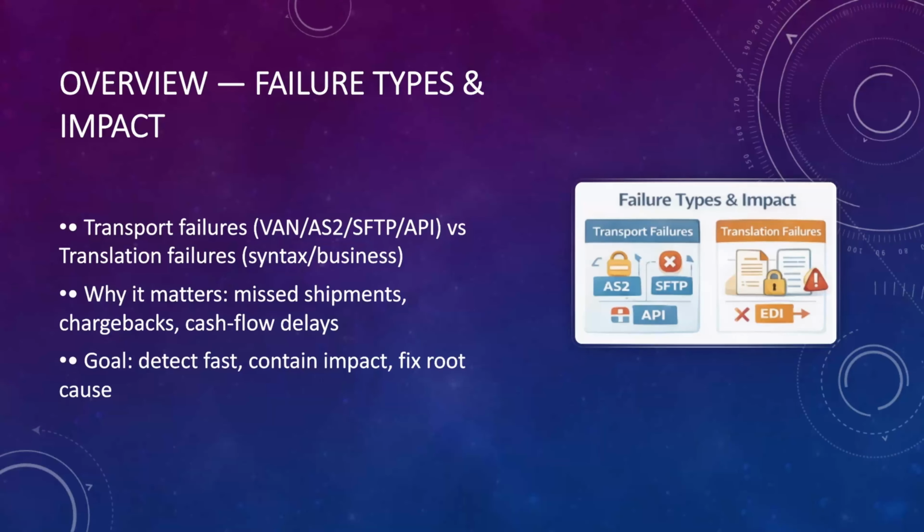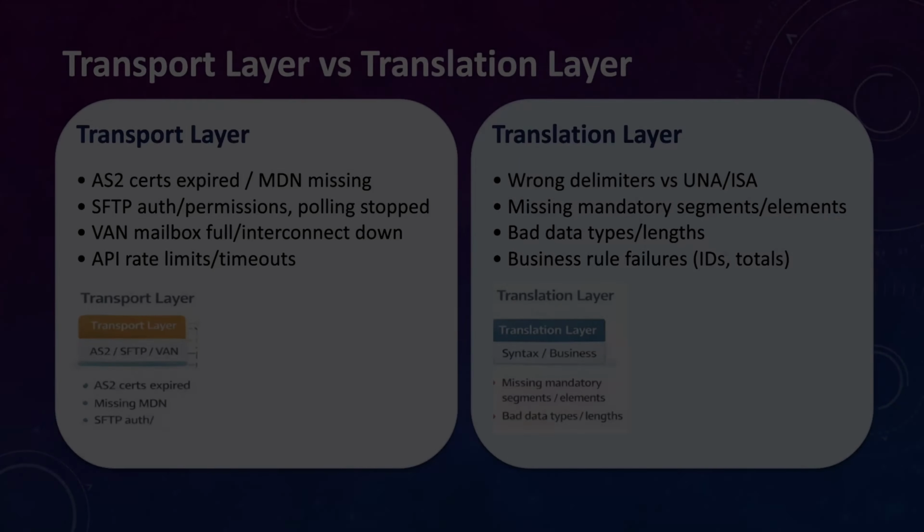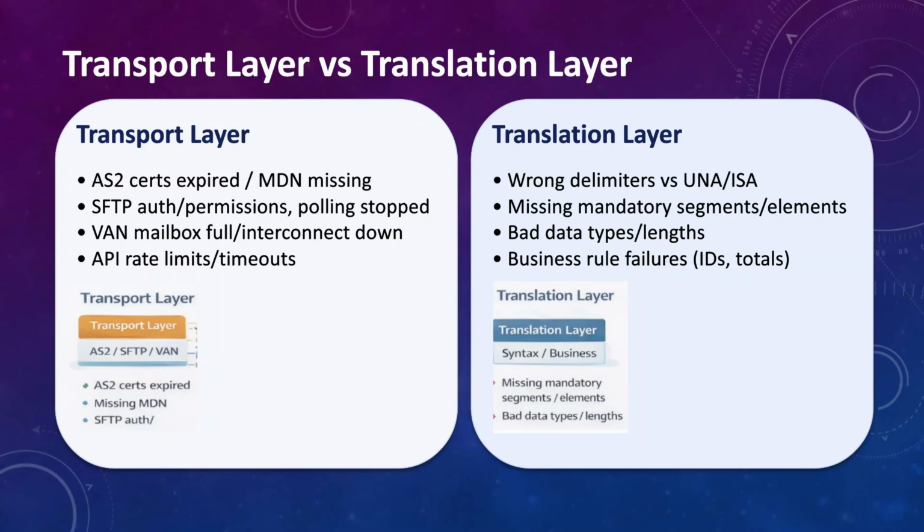EDI failures typically fall into two big categories: transport failures and translation failures. When they are missed, the impact is real: delayed shipments, chargebacks, and cash flow problems. The goal of error handling is to detect fast, contain the impact, and fix the root cause. This slide separates EDI problems into two layers.